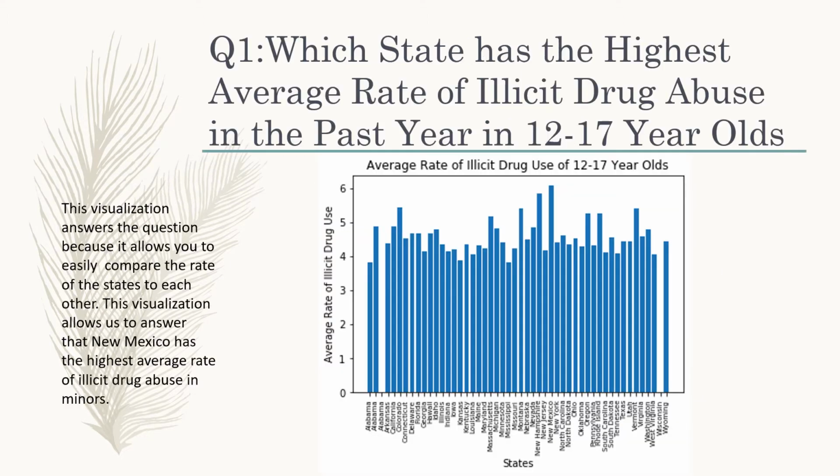The first question I asked was, which state has the highest average rate of illicit drug abuse in the past year in 12 to 17-year-olds? I analyzed this data by using a bar graph. This visualization answers the question because it allows you to easily compare the rate of each of the states to each other. We can then say that New Mexico has the highest average rate of illicit drug abuse in minors.